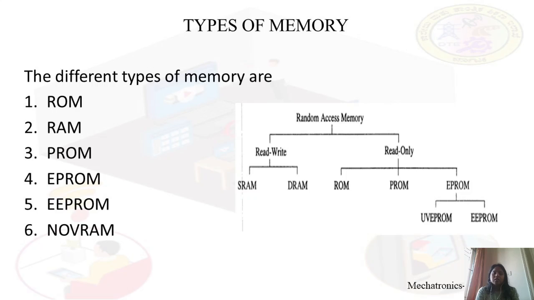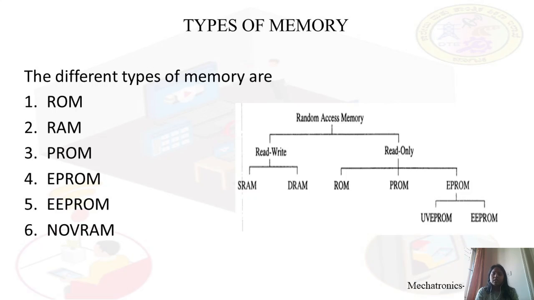In memory we have ROM and RAM. ROM is read-only memory and RAM is random access memory. In random access memory, we have two types, read-write and read-only memory. In the read-write, again we have two types, SRAM and DRAM. SRAM is static RAM and DRAM is dynamic RAM.